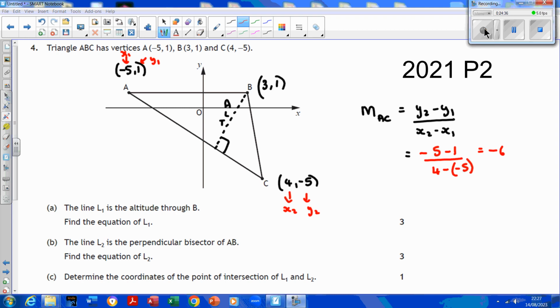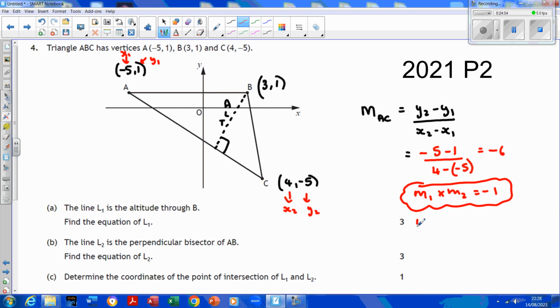So when we get the gradient of AC, we've now got to work out the gradient of the altitude. So we write down m1 times m2 is equal to -1. And if we do that, we can flip and change the sign. So therefore the gradient of the altitude, that's a perpendicular gradient, is equal to, if that's minus 6, it becomes positive, and it becomes 1 over 6.